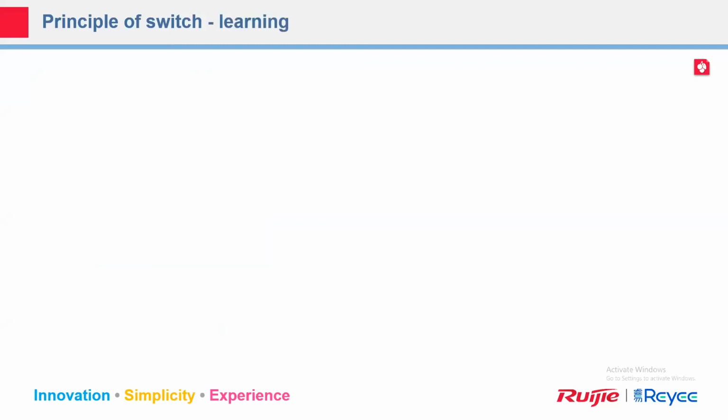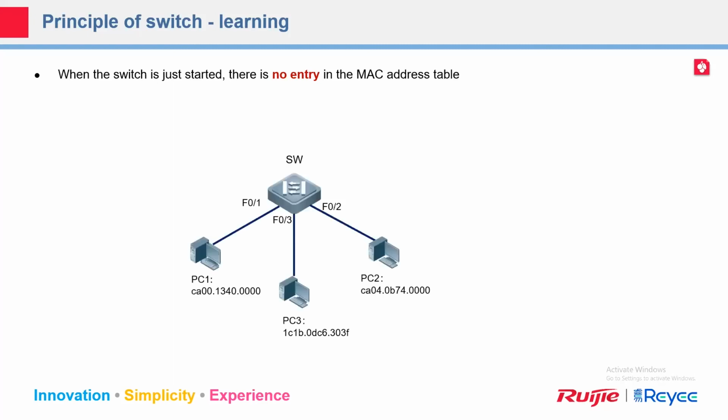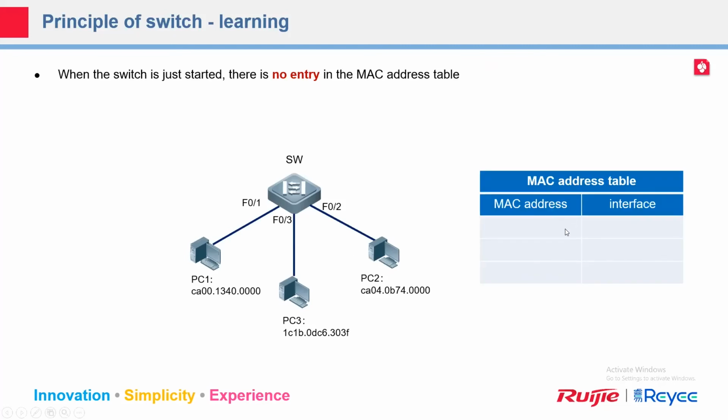And later, let's see the first process: how to learn the MAC address, how to make the MAC address table have as many entries as possible. Let's see the process. It's very important. First, if the switch is starting for the first time, there are no entries in the MAC address table, right? For example, let me show you a topology. There is a switch connected with 3 terminals, and at first the MAC address table is empty. There is no information.